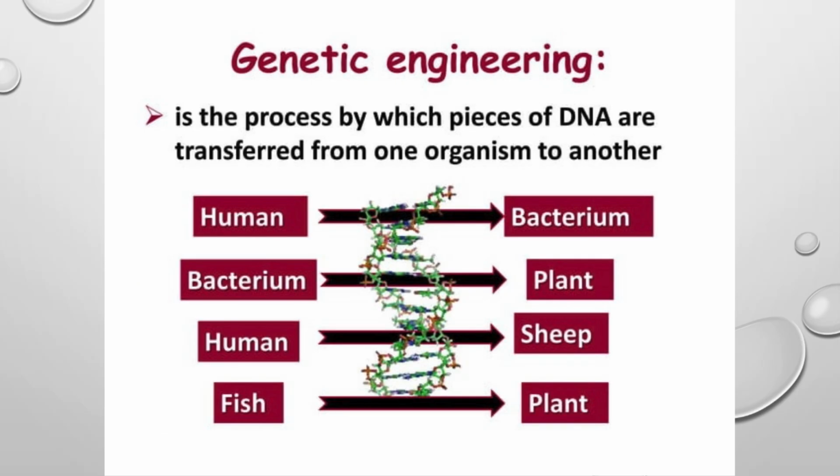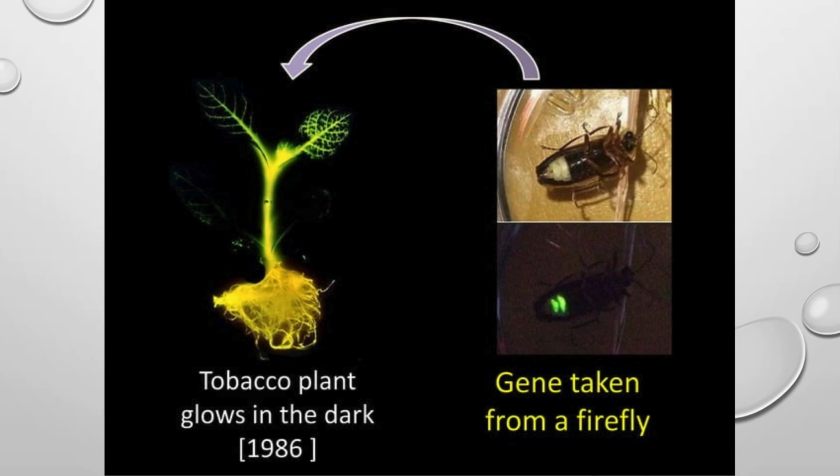Genetic engineering is the process by which pieces of DNA are transferred from one organism to another. Example, from human to bacterium, from bacterium to plant, human to sheep, and fish to plant. Another example is a tobacco plant that glows in the dark.